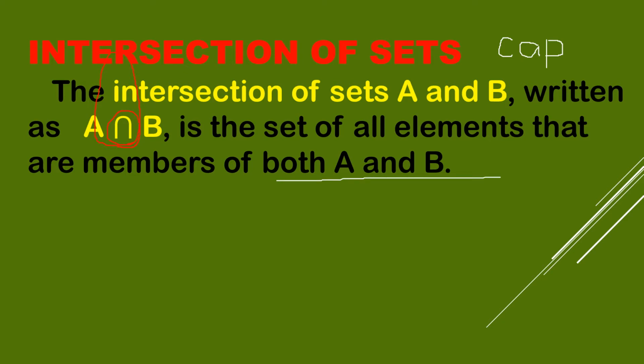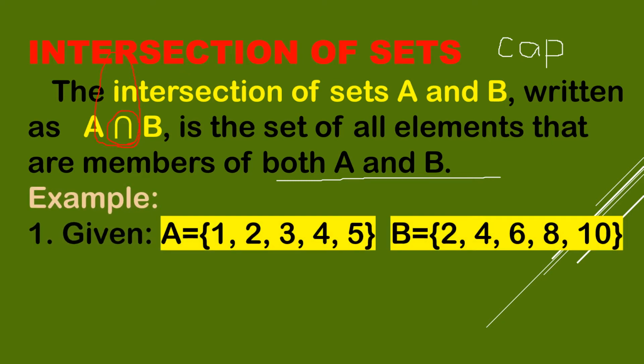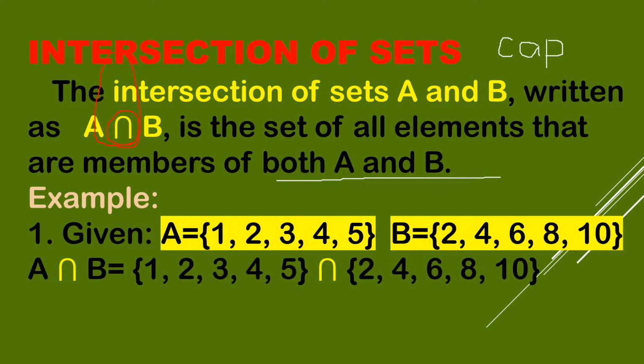So, para mas lalo natin maintindihan, let's have here some examples. Given, set A consists of elements 1, 2, 3, 4, 5, while set B consists of elements 2, 4, 6, 8, 10. So we are going to find A intersection B. Let's go back to our definition. Ano yung ibig sabihin ng intersection? The set of all elements that are members of both A and B. So ano yung mga elements na common or meron kay A at the same time meron din kay B?